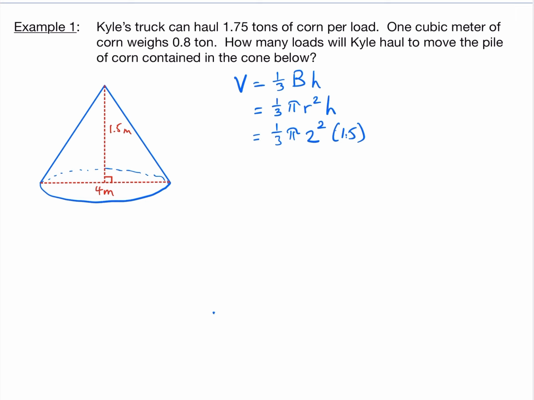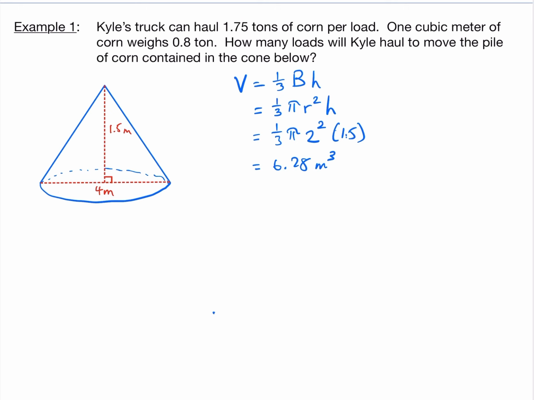Okay, so if we use 3.14 for pi, then we get a value of, let's go ahead and punch this in the calculator, and we should get a volume of 6.28, and this is going to be cubic meters, or meters cubed. Okay, so we've found the volume of corn contained in this cone below.